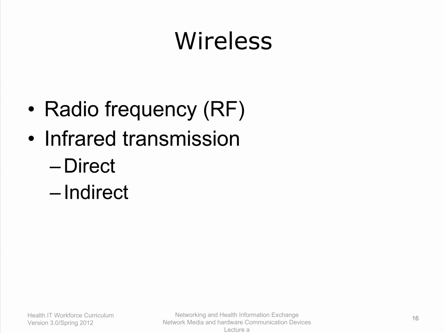Slide 16. In addition to using copper or fiber optic cables, we can use wireless to connect our network devices. There are 2 types of wireless transmissions: radio frequency, RF, and infrared. Radio frequency transmits a series of radio waves across a set frequency. RF is used by cell phones, radios, and walkie-talkies.